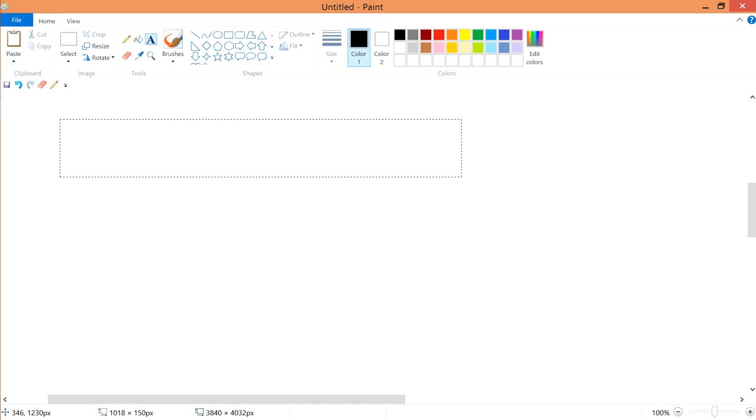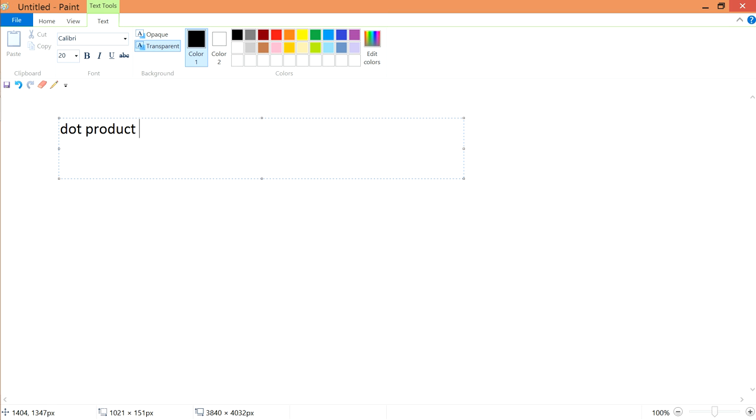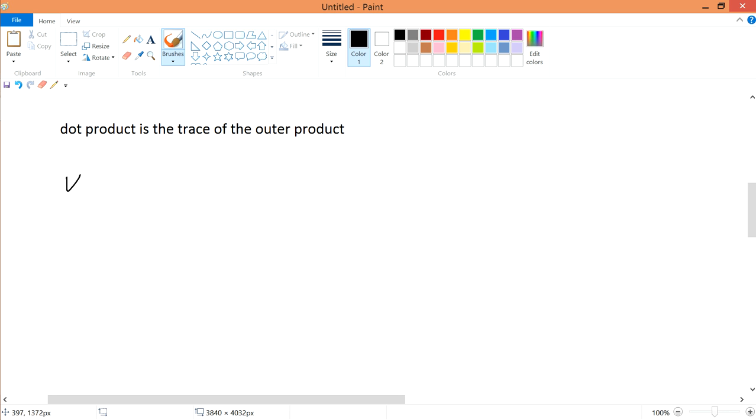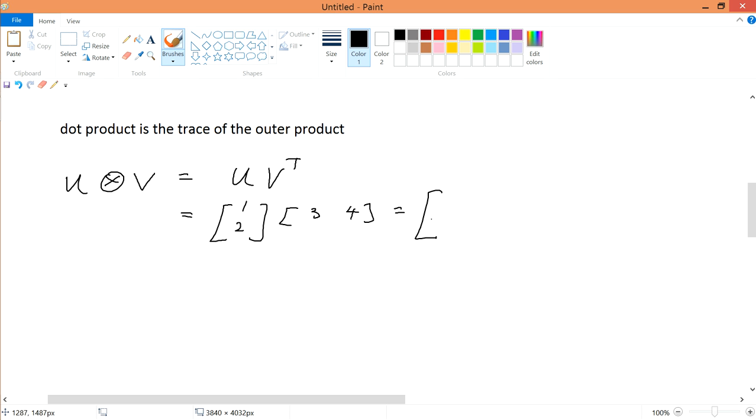Now I'm going to talk about something different. A quick summary is that the dot product is the trace of the outer product, or the dyadic product. So what does this mean? If for example I take u dyadic v, you know that u dyadic v is simply u v transpose. Let's substitute some numbers: u is 1, 2 and v is 3, 4. Then what I would have is a 2 by 2 matrix, correct? So it's 1 times 3 is 3, 1 times 4 is 4, 2 times 3 is 6, 2 times 4 is 8. The trace is simply the diagonal here. If I sum them up, 3 plus 8 equals 11. So this is the answer for the dot product.